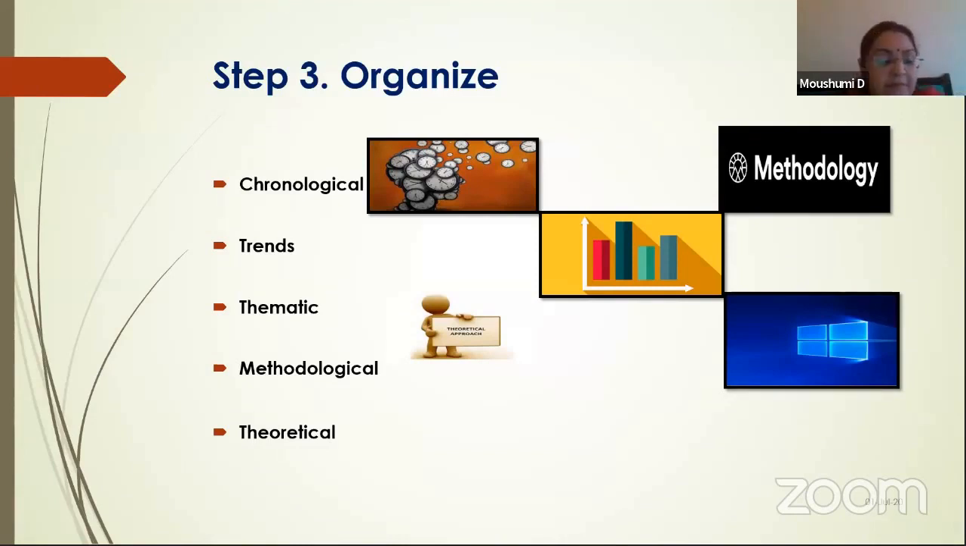What is theoretical? A literature review is often a foundation for a theoretical framework. As I said, from a literature review, you can develop your conceptual framework, your theory. So whenever you do a literature review with a view to developing a theoretical framework, you say it's a theoretical type of literature review. You can use this literature review to discuss various theories, models, concepts, and so on. So these are the main ways by which we can organize our literature review.